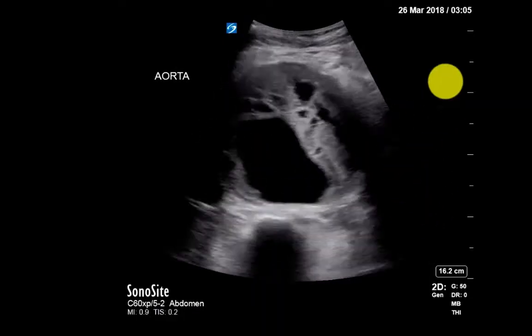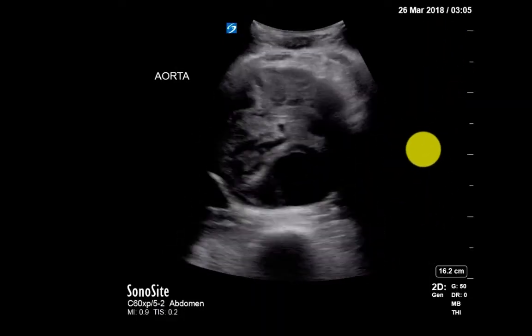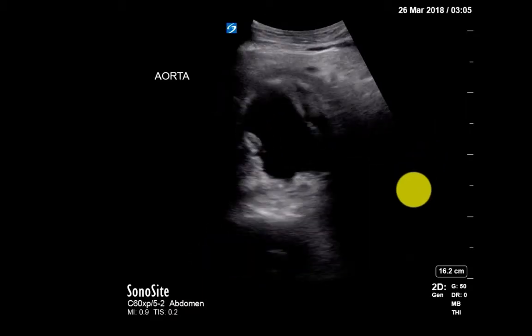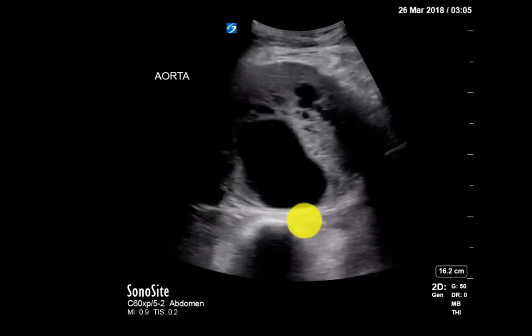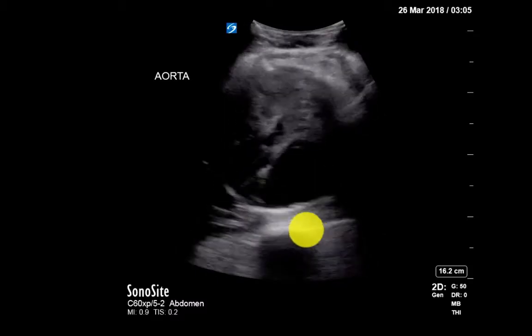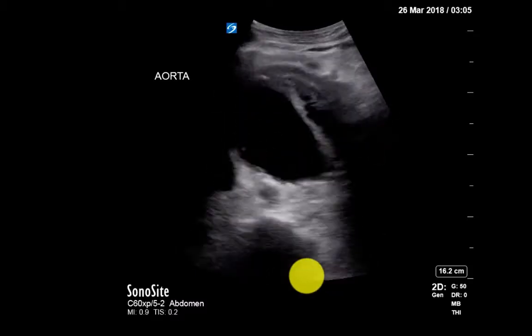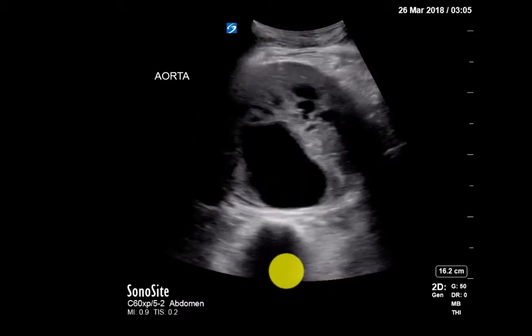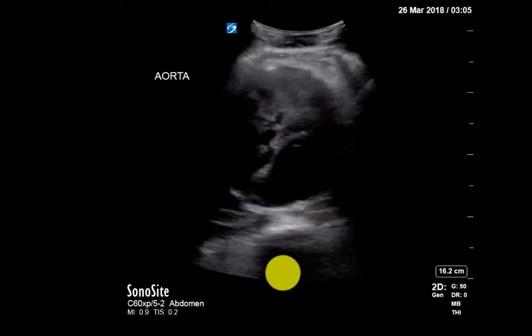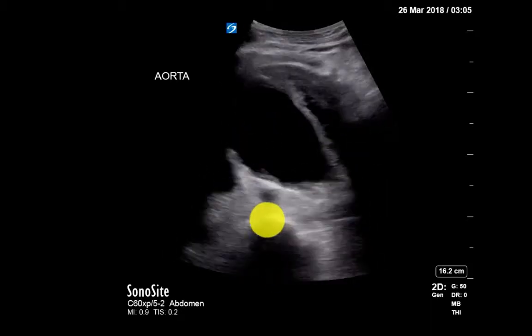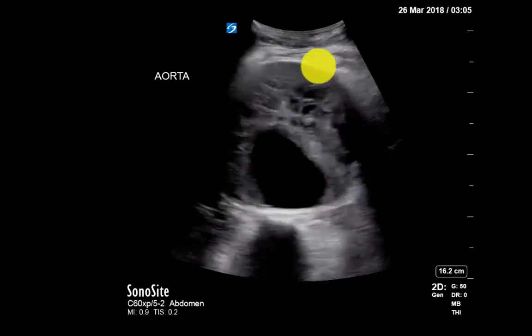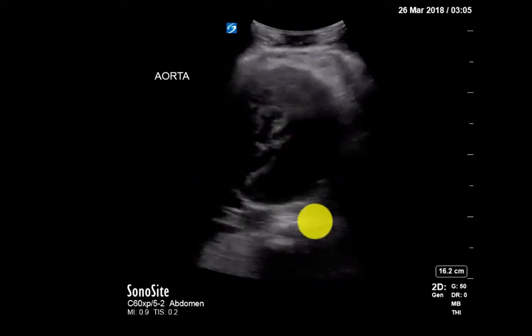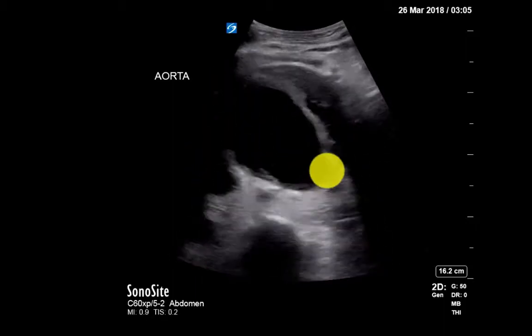This is a study we did not quite a year ago. I like this study because it's got a really good view of the spine. In fact, at the midpoint in the clip, you can actually see the spinal canal open up real quick. There's a large AAA here. You can see how big this guy is. And you can see all this mural thrombus.